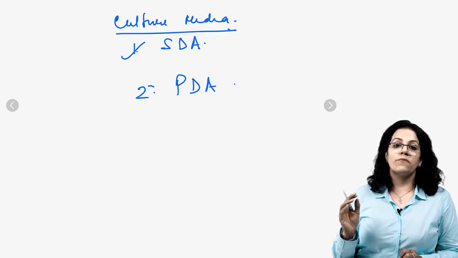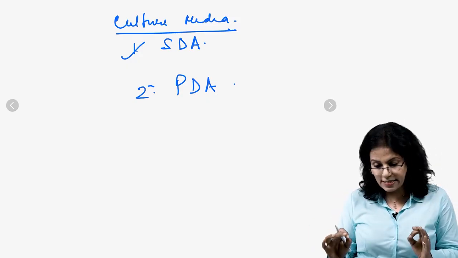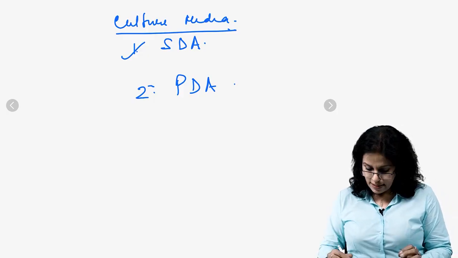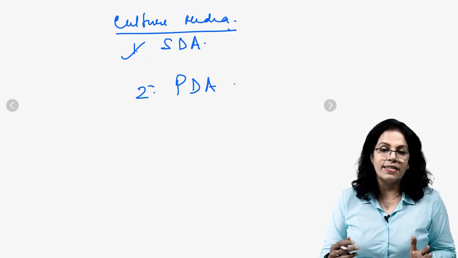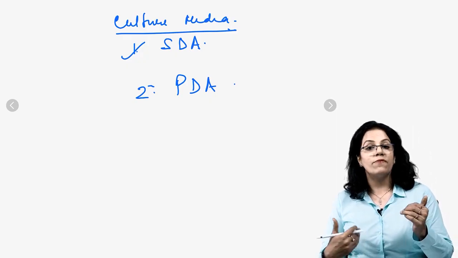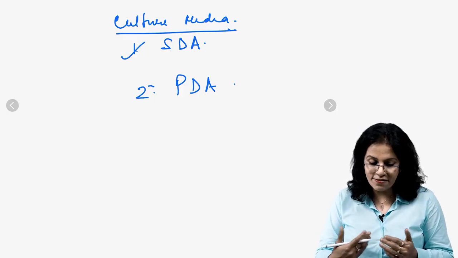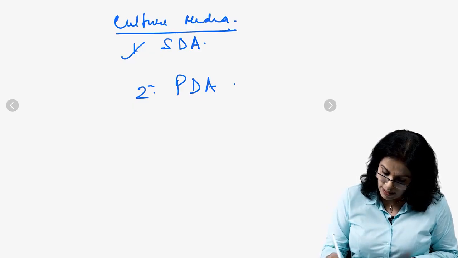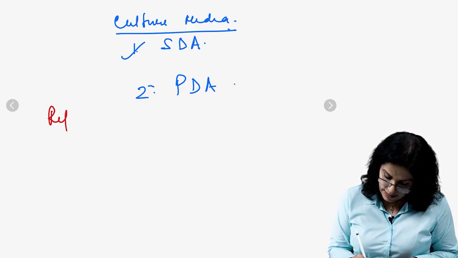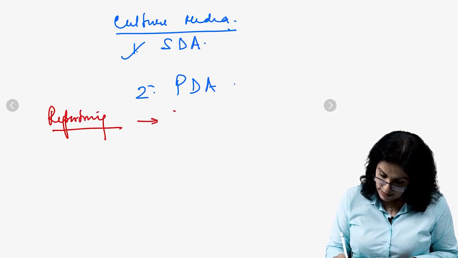Now, of course, keep in mind when you're doing a culture, normally in a bacterial culture, reporting is done after 3 days, right? But if you are suspecting a fungal infection, you have to report after 7 days. Okay. So, please note it down. For bacterial it is after 3 days, but here reporting is in 7 days.